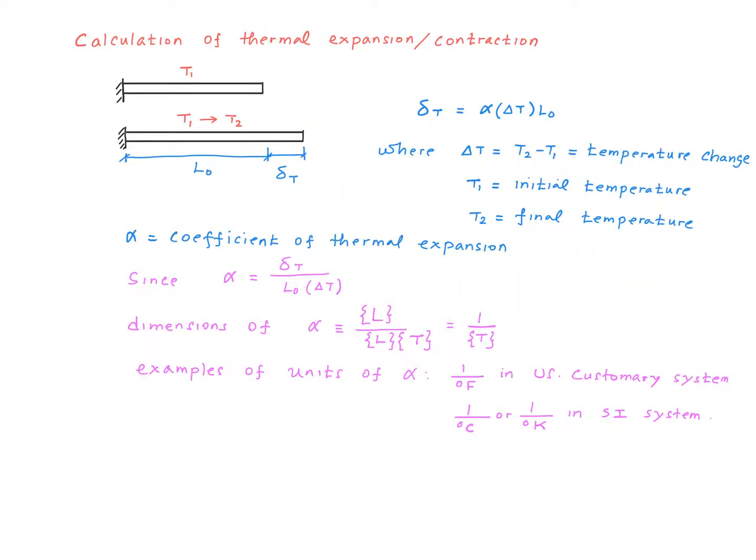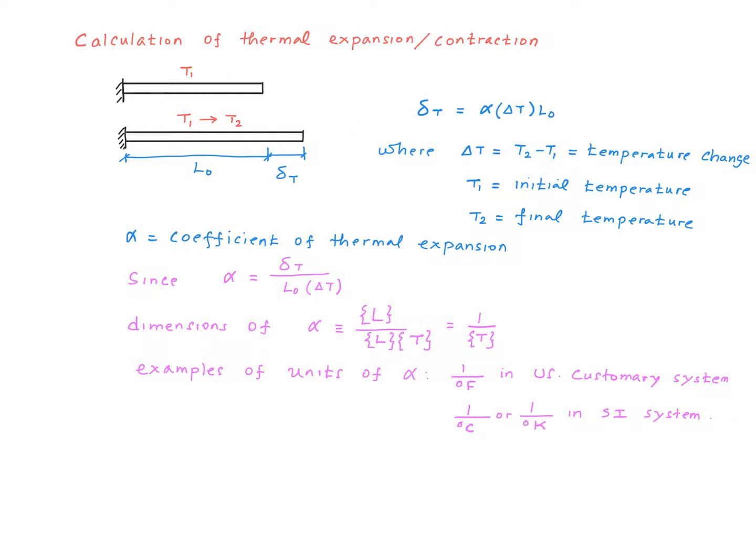We need to know how to calculate thermal expansion or contraction before we can calculate internal forces. So it turns out there is an intrinsic property called the coefficient of thermal expansion that controls this. Just like we had Young's modulus and Poisson ratio controlling the mechanical behavior of materials, here we have the coefficient of thermal expansion. So this is how it goes.